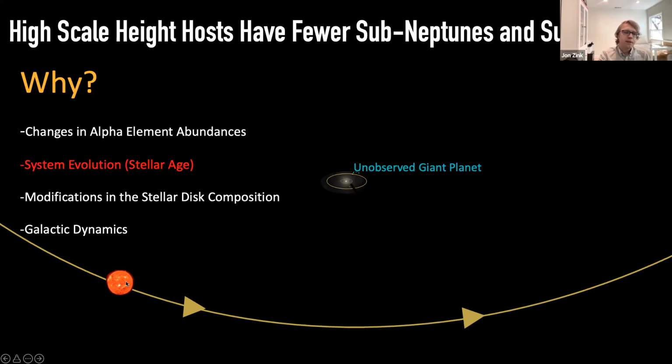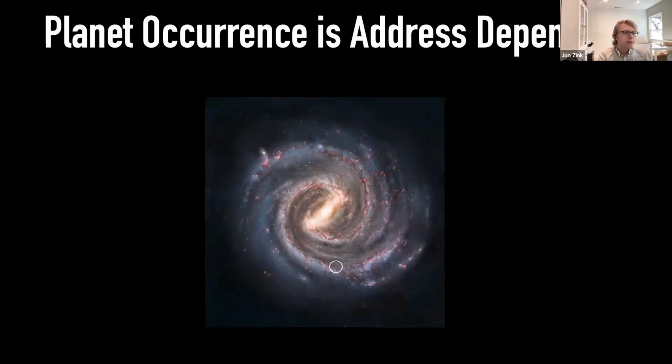When you're born in this densely packed region, what can happen is these stars can pass by and perturb this distant giant, then leading to a lot of instability in the system and potentially kicking out planets and causing what we're seeing as a dearth of planet occurrence in these older high galactic scale height systems. But overall, the big takeaway here is that planet occurrence appears to be address dependent. While I did say that we're finding consistency with K2 and Kepler, there are some clear differences, some nuanced differences when we look really closely at the data.